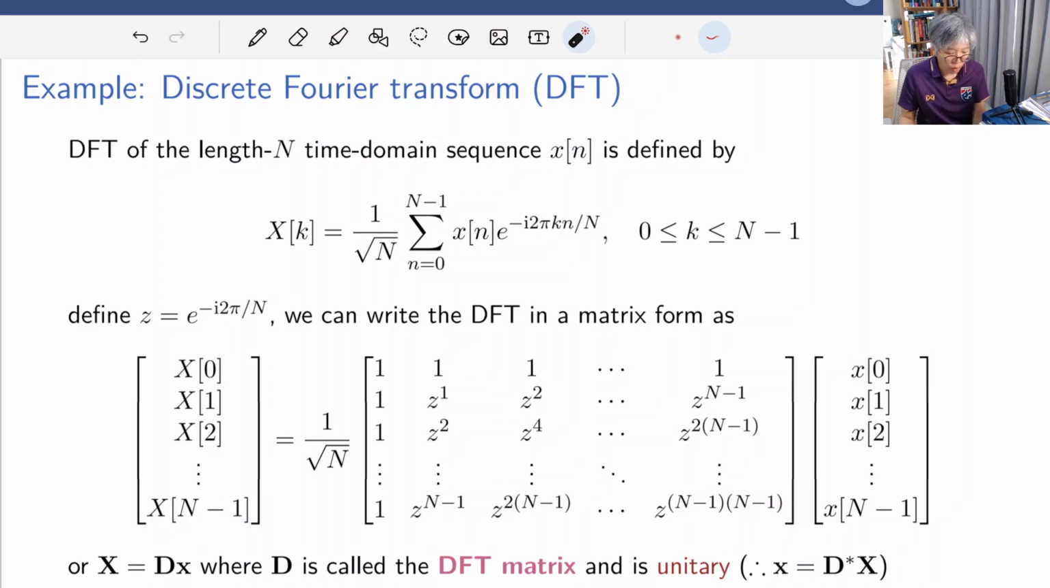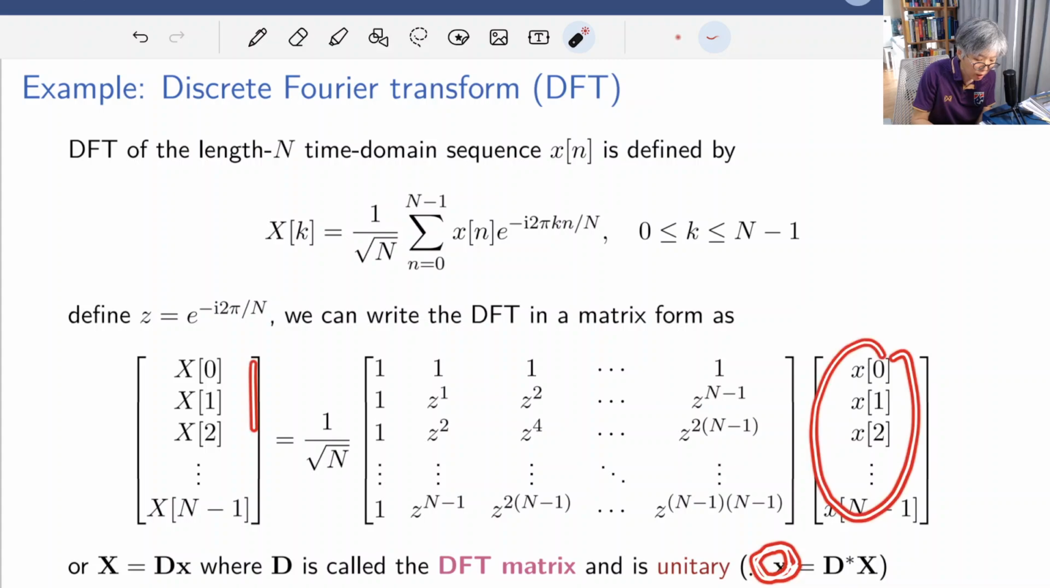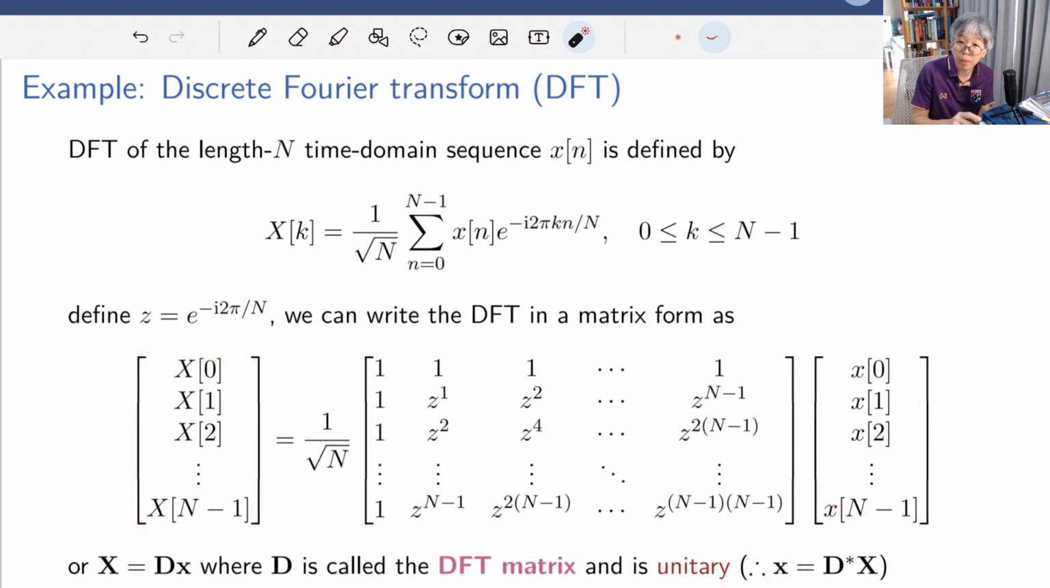So it seems that the DFT can be written as just a linear transformation, and that transformation matrix is called the DFT matrix. We can show that this matrix is unitary. When it is unitary, that allows you to write the discrete time signal, this is in the time domain, the small x, and the capital X is in the frequency domain.